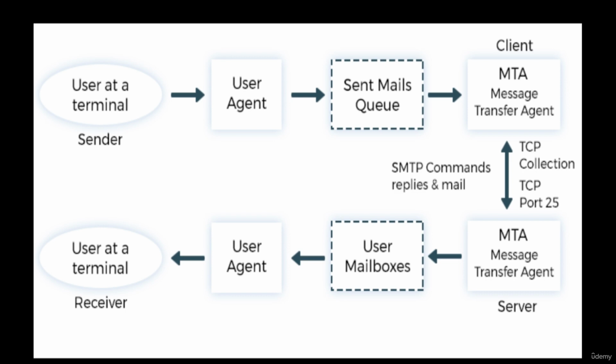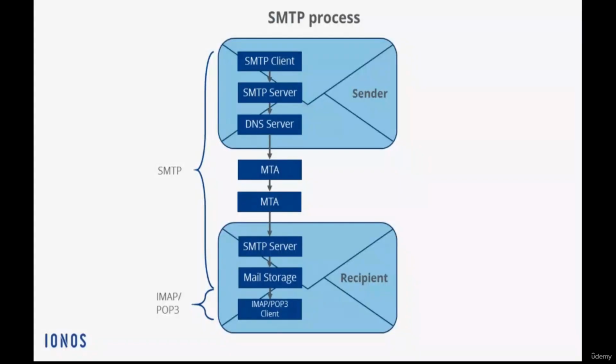Sender user terminal and receiver user terminal. Most internet systems use SMTP as a method to transfer mail from one user to another. SMTP is a push protocol and is used to send mail. See the process, the SMTP process. SMTP client, server, DNS server, is the sender. Then connected to SMTP, MTA, then the recipient. SMTP server mail stores.